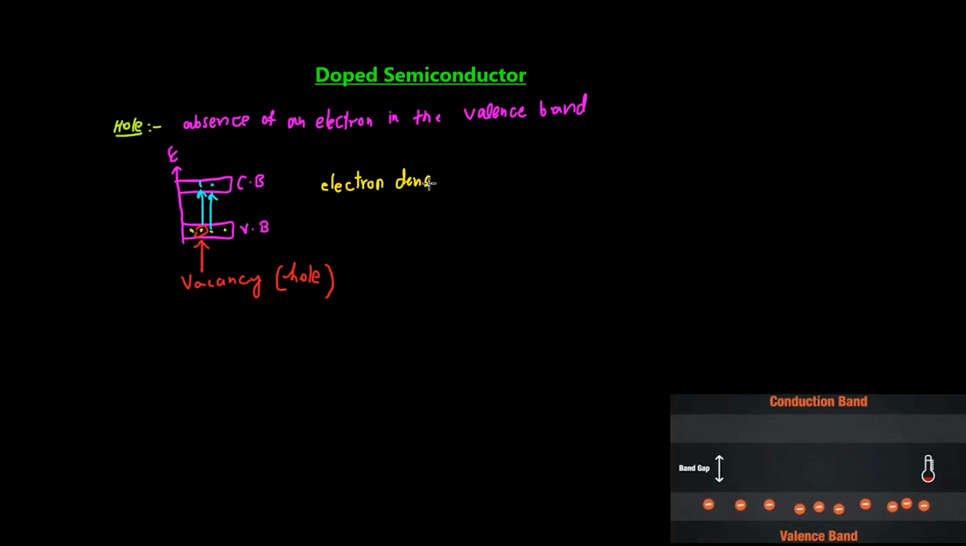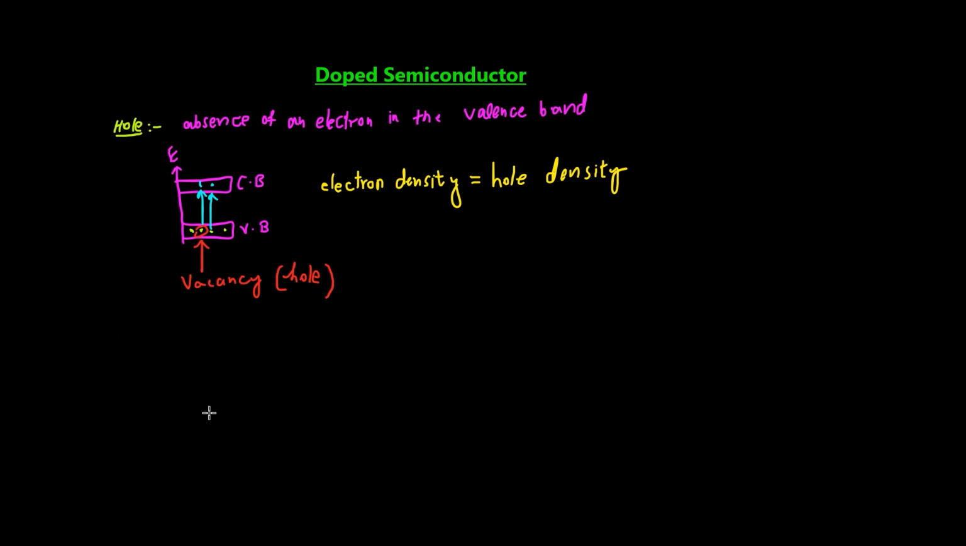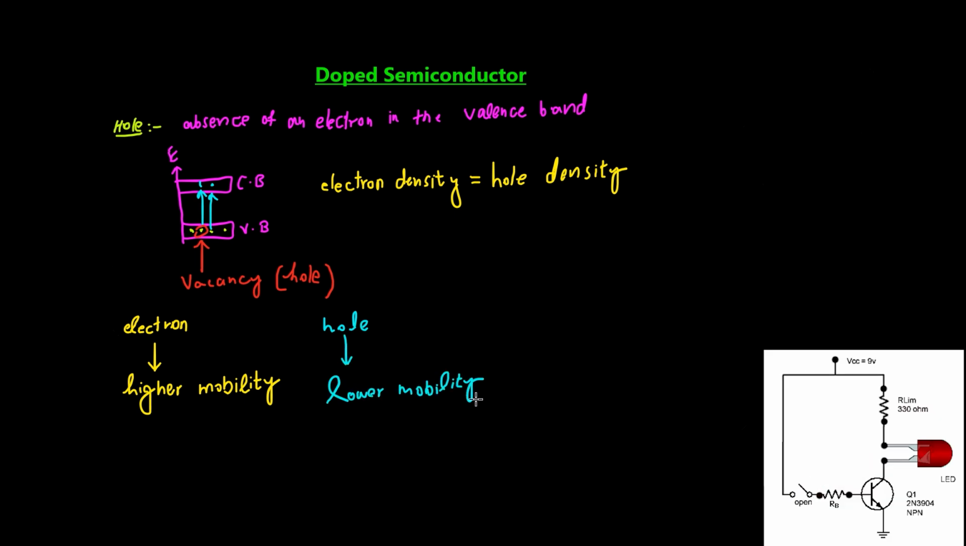Now, for an intrinsic semiconductor, electron density is equal to hole density, as the number of electrons moved to the conduction band, the same number of holes will appear in the valence band. Holes have equal importance as electrons, however, electrons have higher mobility than holes. This distinct advantage is very important as it leads to fast switching speed, especially in transistors, where they switch on and off more quickly.